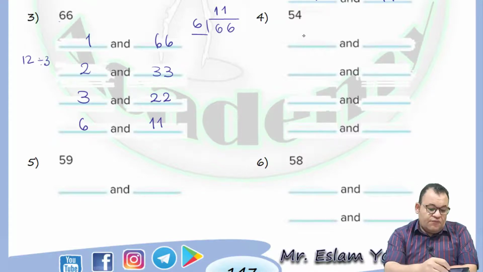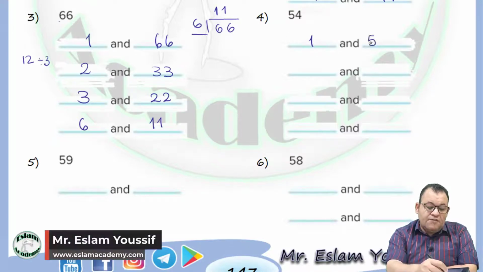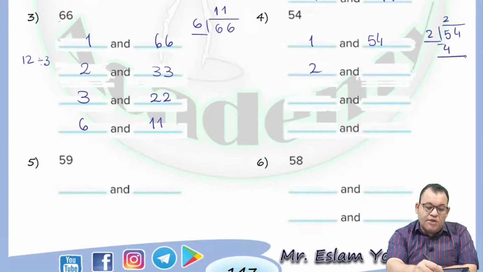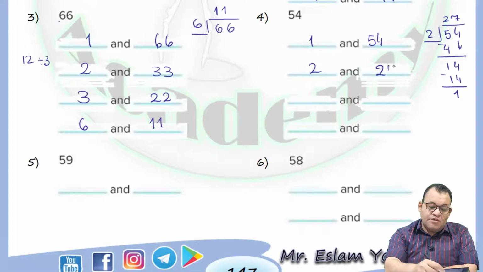Again for 54. 54 is even, so we can divide it by 2. So 2 is one of its factors. 5 divided by 2 equals 2, because 2 times 2 equals 4. By subtraction it will be equal to 1. Bring down the next number, which is 4. So 14 divided by 2 will be equal to 7, because 7 times 2 equals 14. By subtraction it will be equal to 0. So 2 multiplied by 27.